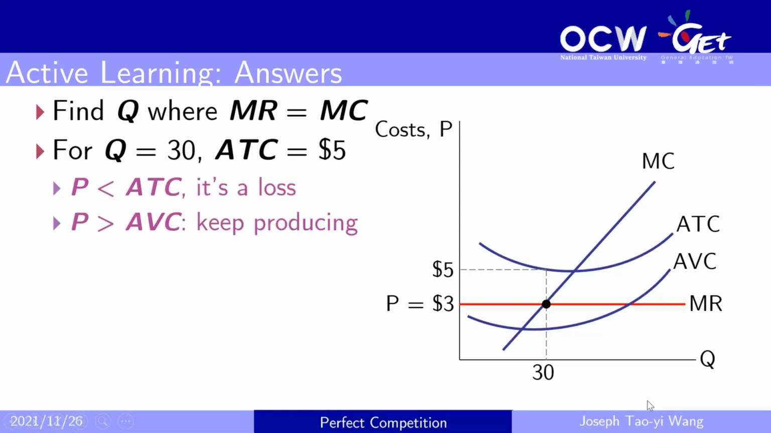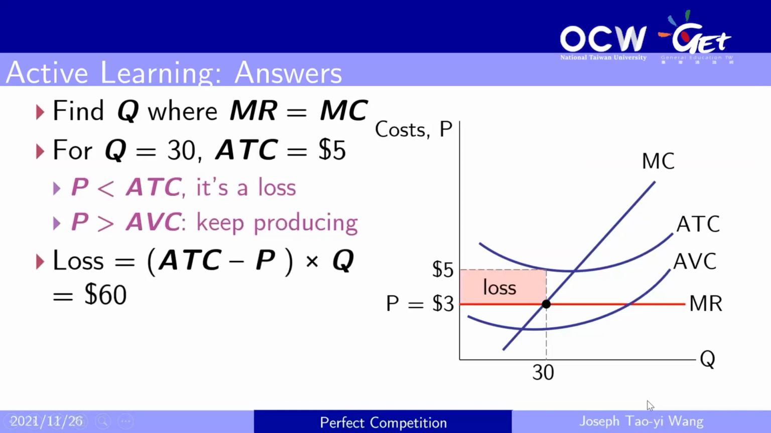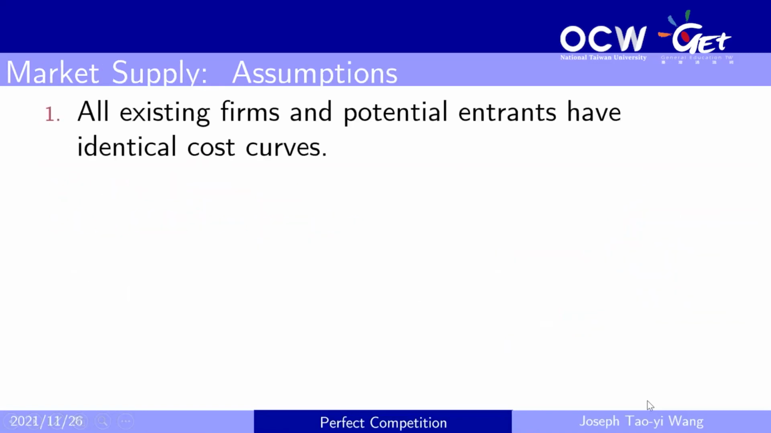So you keep producing. So your loss is the ATC minus the price. So $3 and $5, the difference is a loss of $2 per unit, multiplied by your quantity of 30, so your loss is $60. And it's shown here in the graph. Okay, up to here, we see the individual firm's decisions on what quantity to choose to produce and sell to maximize profit, and then when to exit or enter, when to shut down.